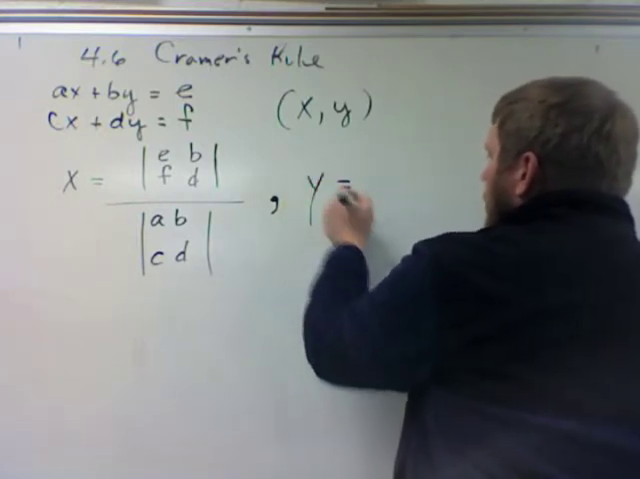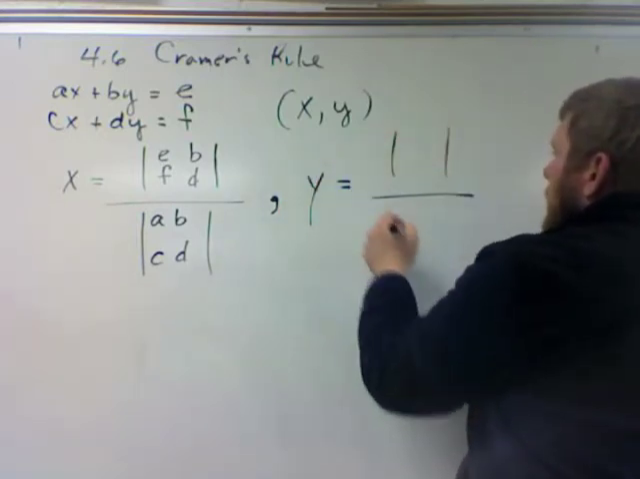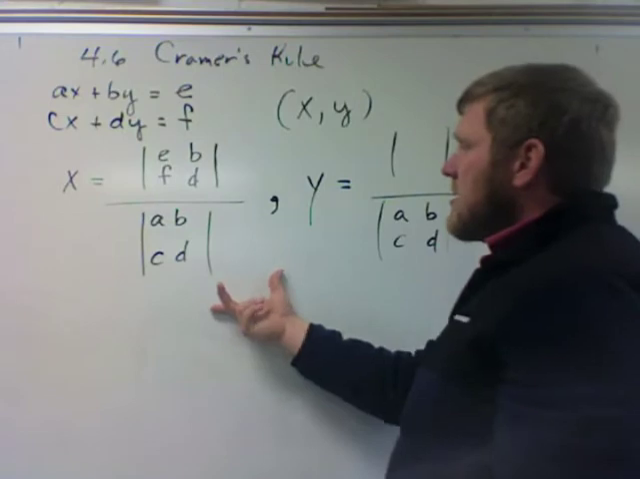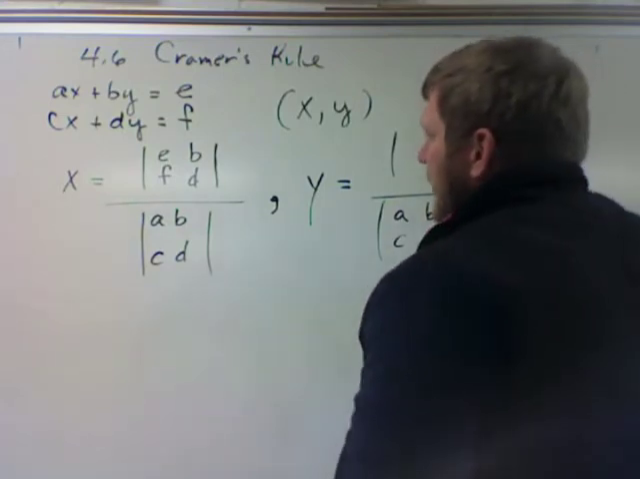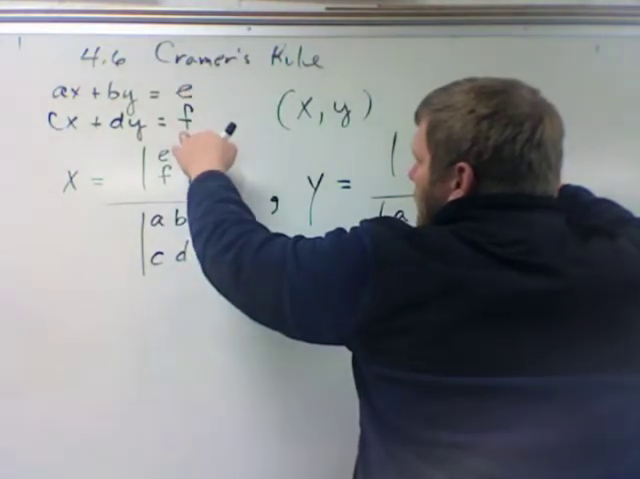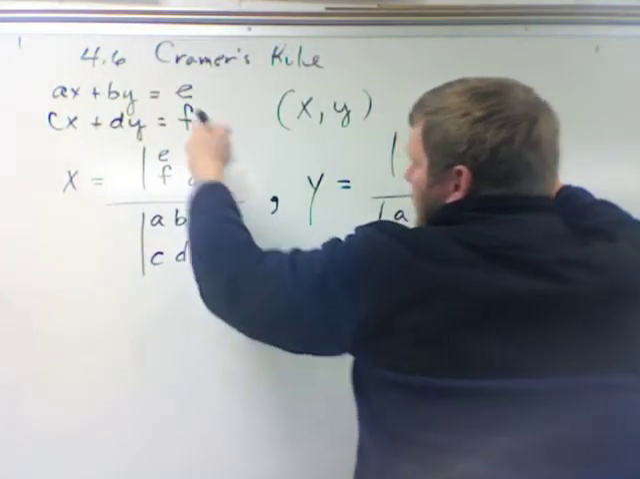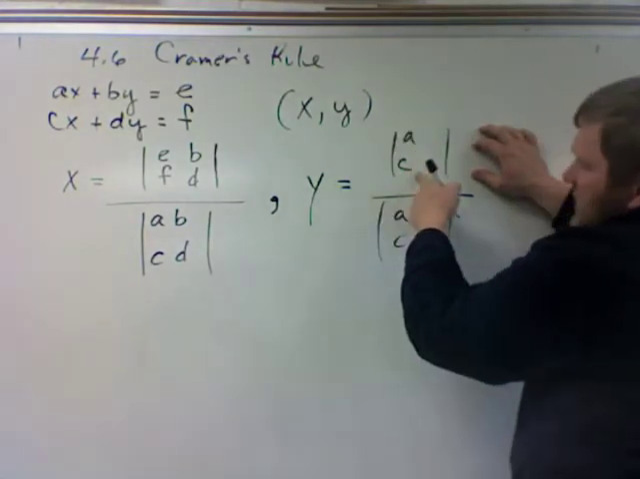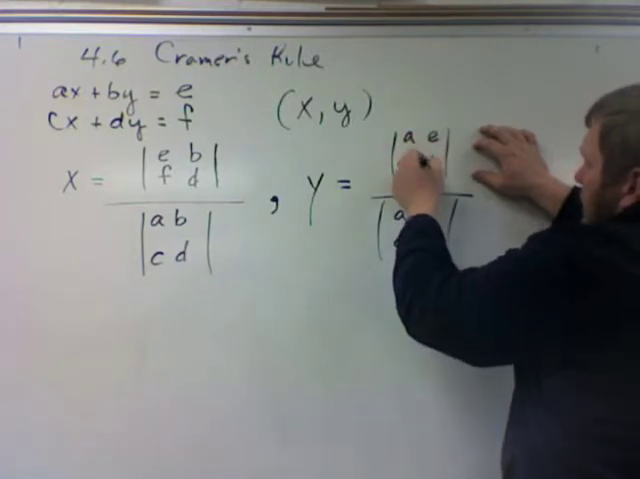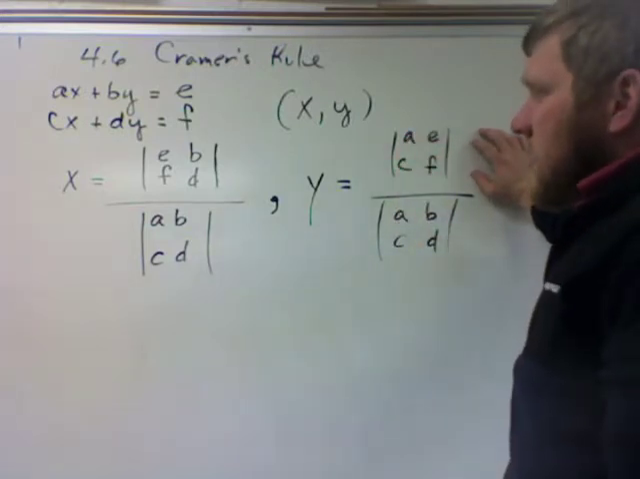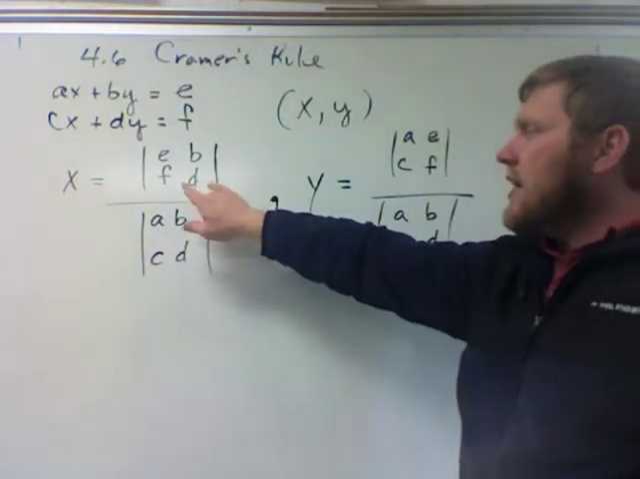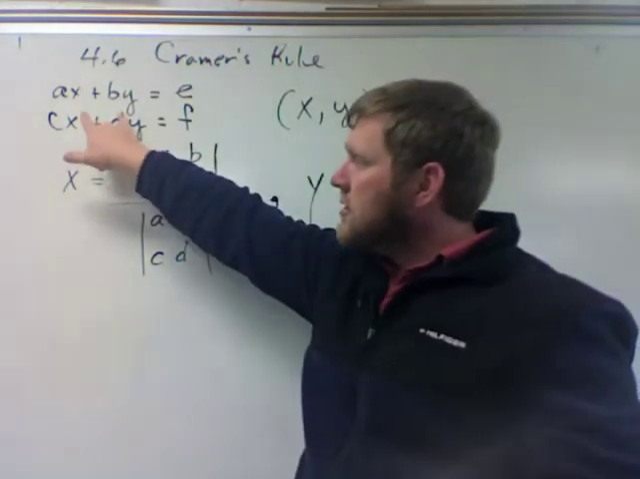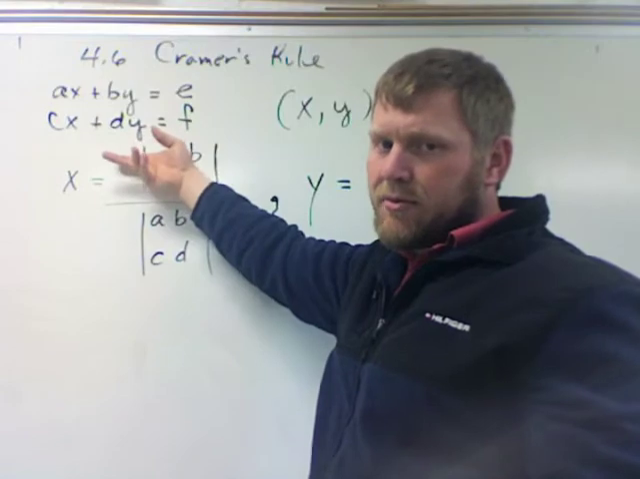My y coordinate now is, like I said earlier, C, D. This denominator is the same. Now what changes is I replace this column with the solution column, so I end up getting A, C, and then E, F. Notice how this works, how I come up with the numerators with respect to the coefficients in the system of equations.